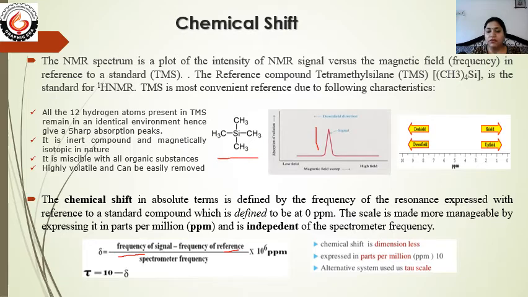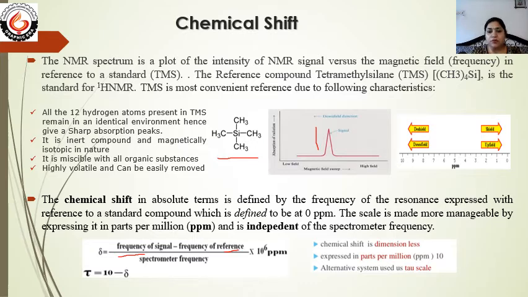So the value of delta, which is known as chemical shift, will be in ppm because we multiply it by 10 to the power 6. So it always comes in ppm and is shown by delta. Sometimes another scale known as the tau scale is used. So tau is equal to 10 minus delta. If we use the tau scale, then tau is equal to 10 minus delta.